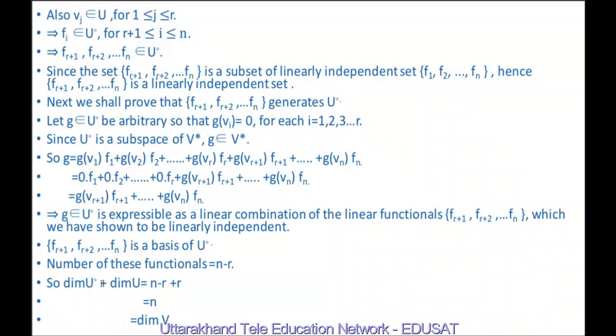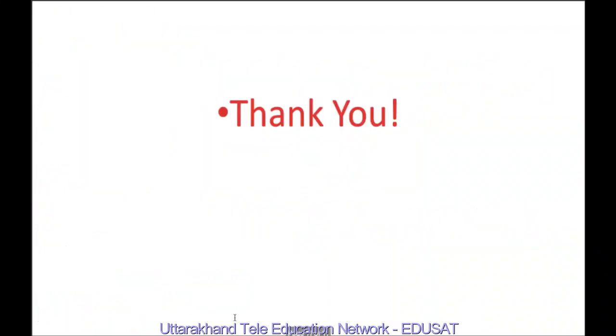So dimension of U dot plus dimension of U is equal to n minus r plus r. r and r will cancel out, we are left with n. And this is equal to dimension of V. It means dimension of U dot plus dimension of U is equal to dimension of V. Thank you.